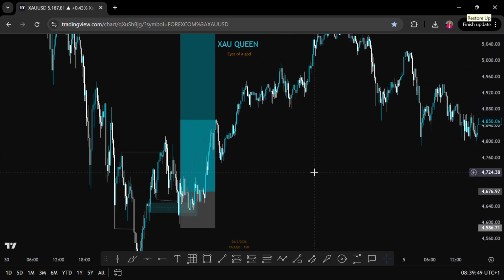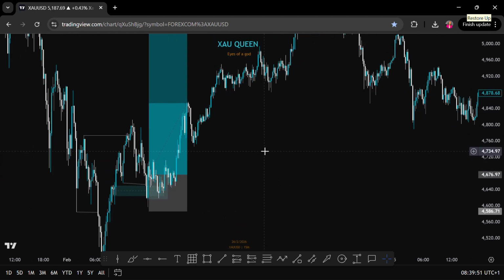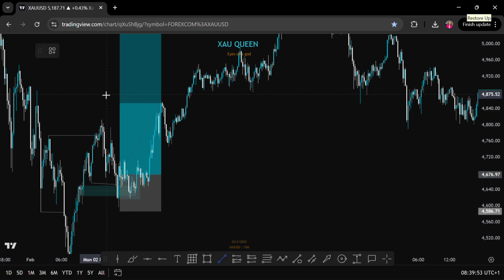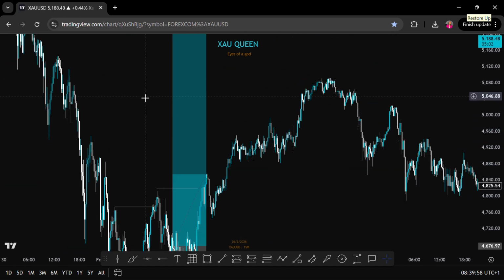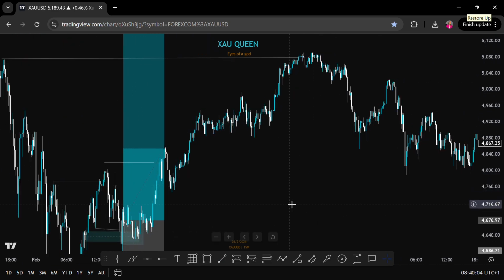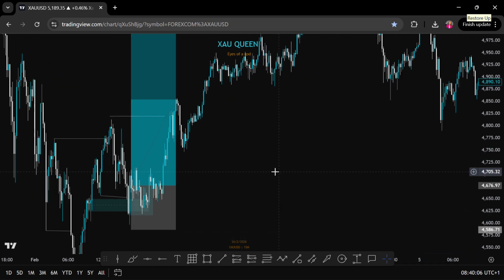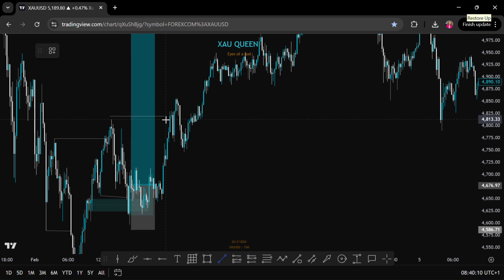For the second one, we can see after we got this break, price rallied to this sell zone. There was a trade I caught here. I think I closed that one much earlier than these two. How did I catch it?